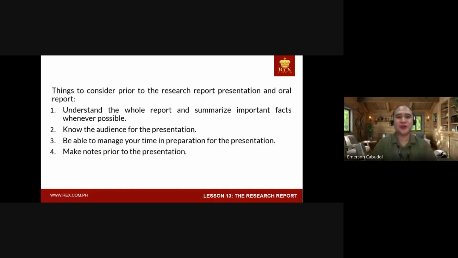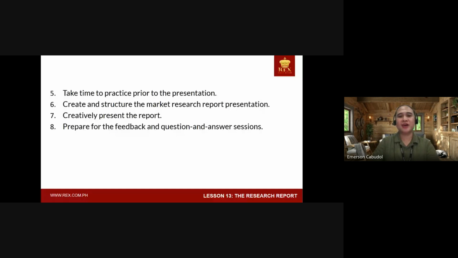Things to consider prior to the research report presentation and oral report. Number one, understand the whole report and summarize important facts whenever possible. Number two, know your audience for the presentation. Number three, be able to manage your time in preparation for the presentation. Number four, make notes prior to the presentation.